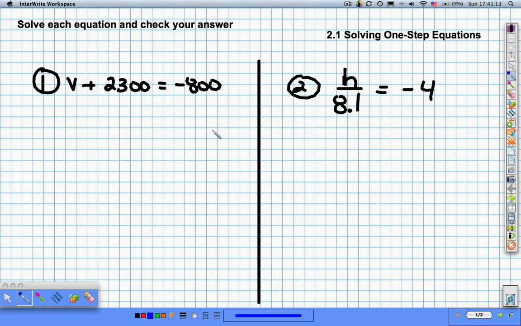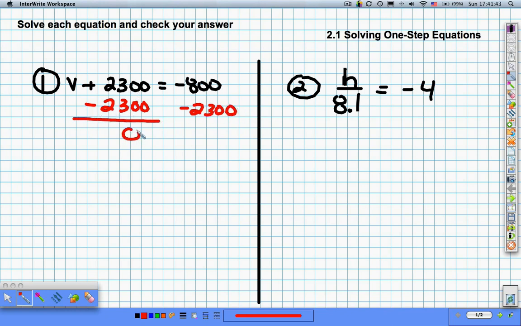In both questions, I'm going to solve each equation and then check my answer. So in this first one, let's look at what we have. We have our variable v, a constant of 2300, and our solution is supposed to equal negative 800. So my operation is addition, so I'm going to do the inverse of that, which in this case would be subtraction. And to balance out my equation, I have to do it on both sides.